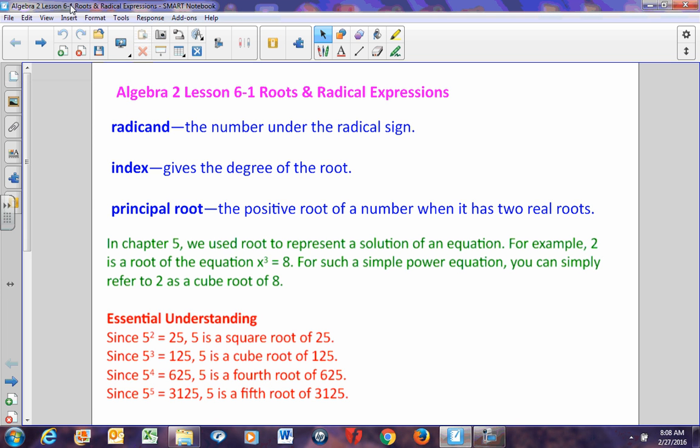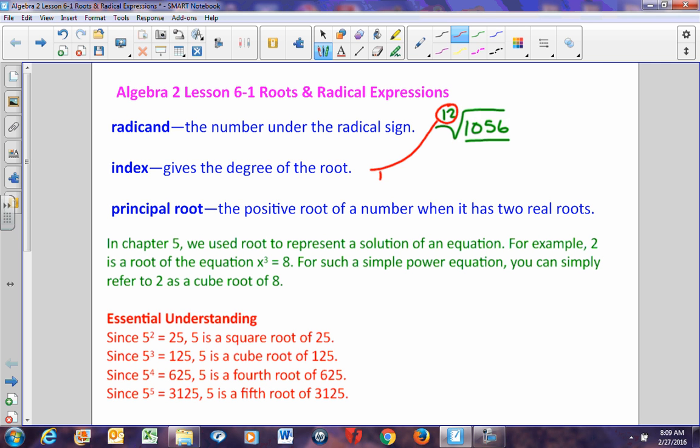This is Algebra 2, Lesson 6-1, Roots and Radical Expressions. A radicand is the number under the radical sign. A radical sign could be a square root, a cube root, a fifth root, a 12th root, whatever. But a radicand would be something like, this is the 12th root of 1056. The radicand is 1056. The index gives the degree of the root. So the index number here would be 12. In this particular thing, this is the index.